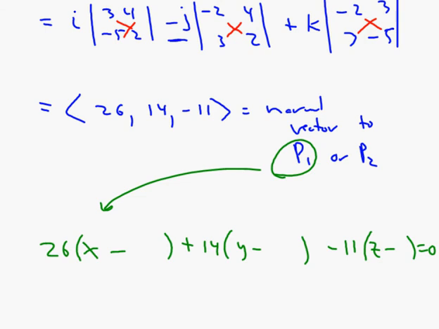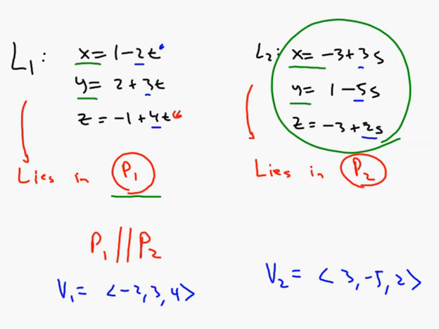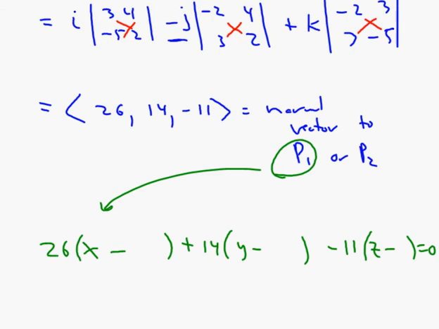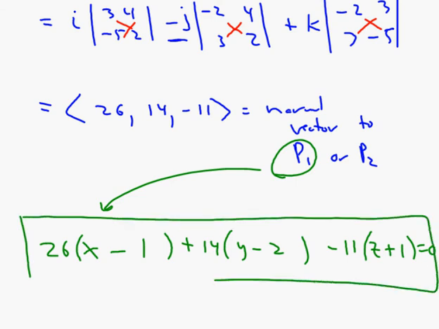We go back to the equation of the lines. Line 1 is in plane 1, and if we just let t equal 0, then you end up getting 1, 2, and negative 1. So 1, 2, negative 1 is a point on line 1, which is also in plane 1. So I can go down and put that here: 1, 2, and negative 1. And this is the equation of plane 1. Well, you're basically done now.